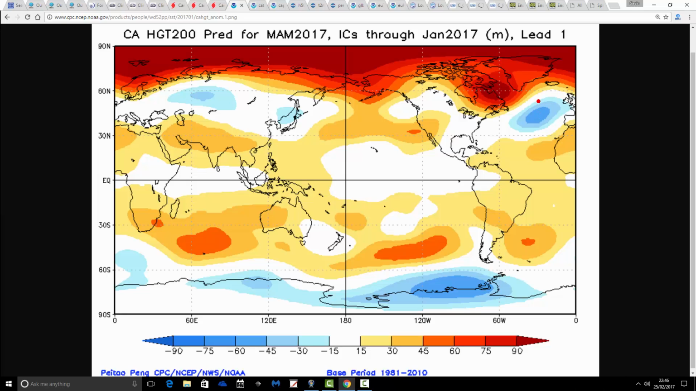But what we see here, this is the 200 millibar height anomaly, by the way. So it used to be 500 millibar heights, but Patal-Peng is looking at 200 millibar heights.